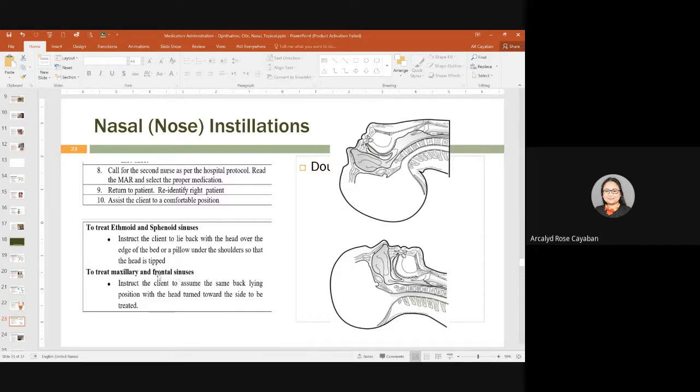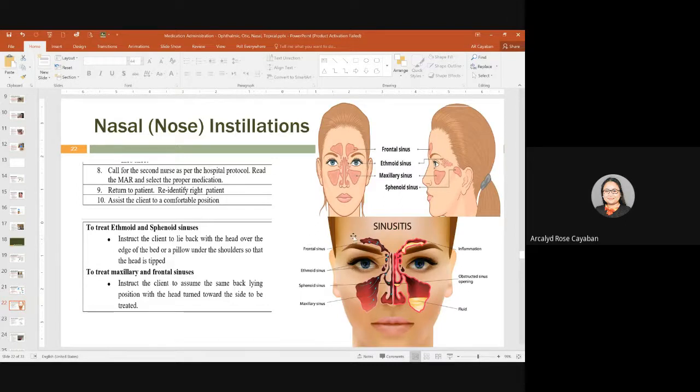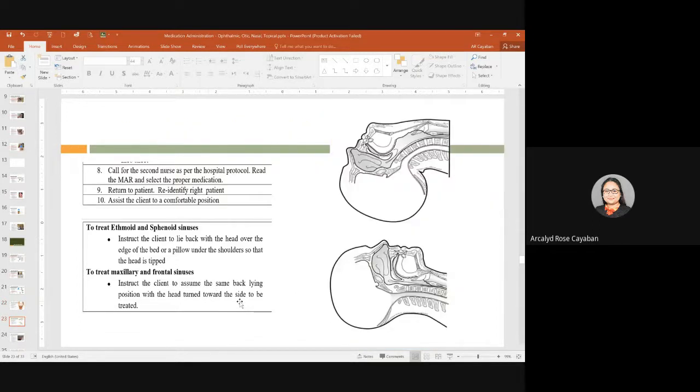While for maxillary or frontal sinuses, we will assume that the patient will be lying on the back, but we have to turn the head to one side to be treated. I'll show you one video later. If you notice here, this is your frontal sinuses, which is tilted laterally to the side of the face, and we have your maxillary sinuses. So these 2 sinuses, we have to position how again? On supine position, but the head should be turned to the affected side. While for the ethmoid and sphenoids, we have to hyperextend the neck.